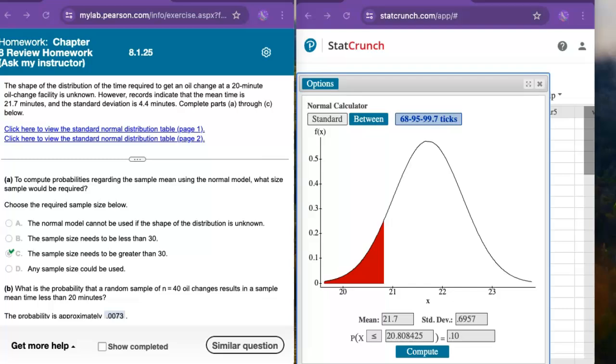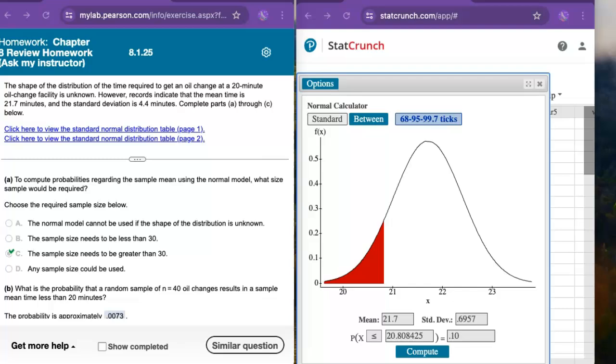Okay, in this problem, we have the shape of the distribution of time required to get an oil change at a 20-minute oil change facility is unknown. So we don't know that this is a bell-shaped curve. However, records indicate that the mean time is 21.7 and the standard deviation is 4.4 minutes.